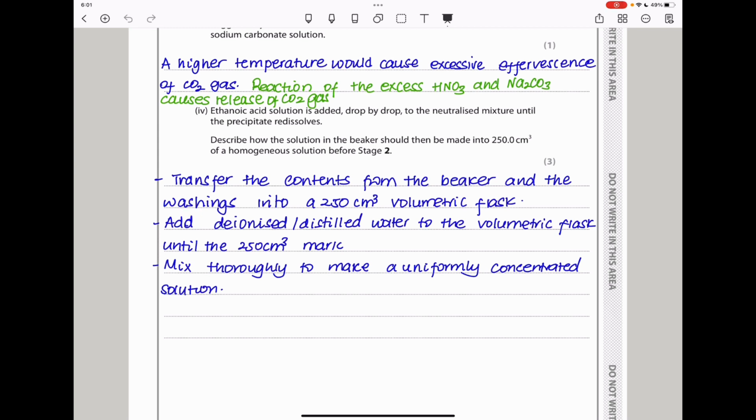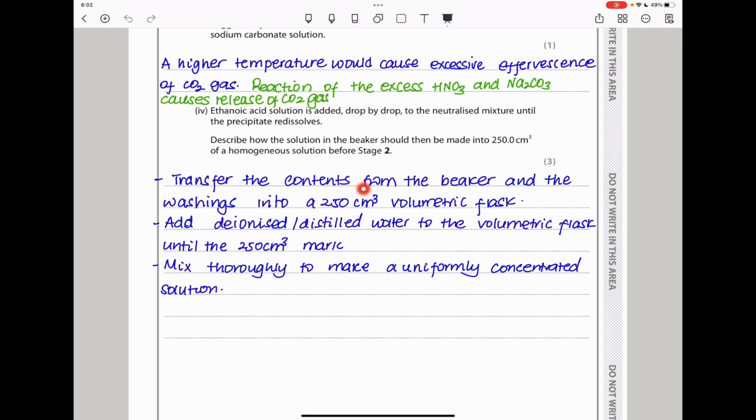Washings are what you add after you transfer the contents: you add some little water into the container that contained the solution that you have transferred, rinse and pour into the volumetric flask, and then wash again and pour until you are sure that there is no remaining solution, so that the concentration is going to be as you calculated it to be.